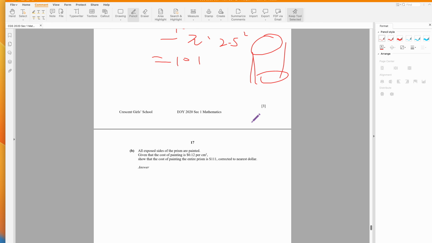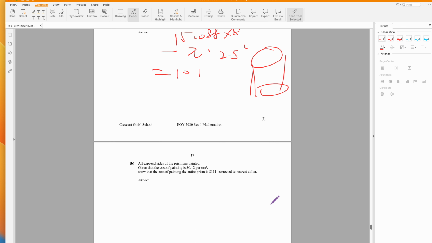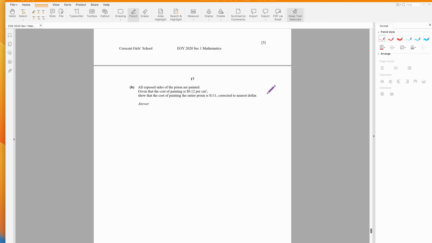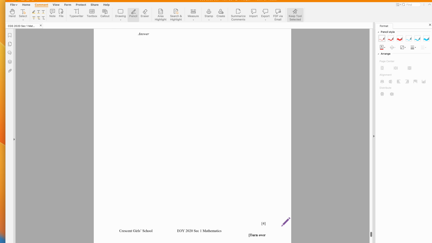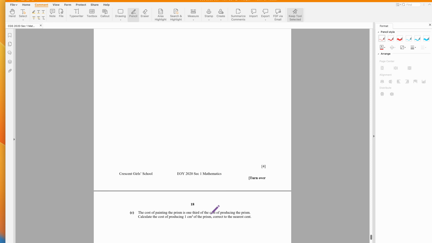So I really like this kind of question. Show means what? If you can show, that means 3 marks is in your pocket, then another 4 marks is in your pocket, so 7 marks in your pocket. This kind of question is very, very good.